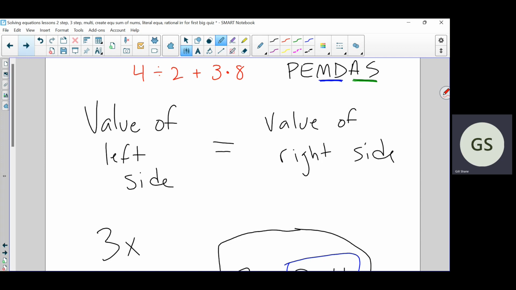So they're kind of together. These are also kind of together. We don't skip over subtraction to do addition. We do either addition or subtraction if we get to it first. So kind of the same thing here. We do either multiplication or division, whichever one comes first when we go left to right.